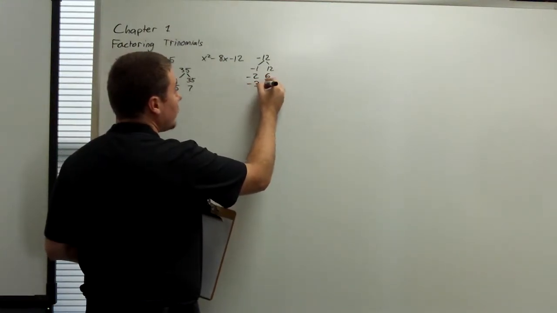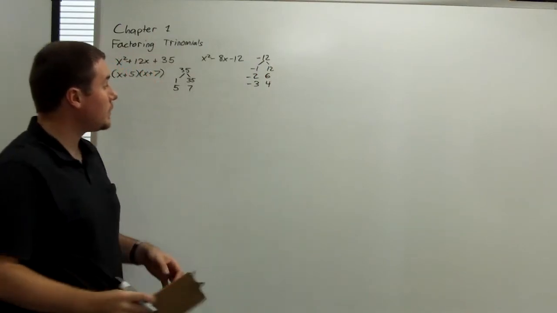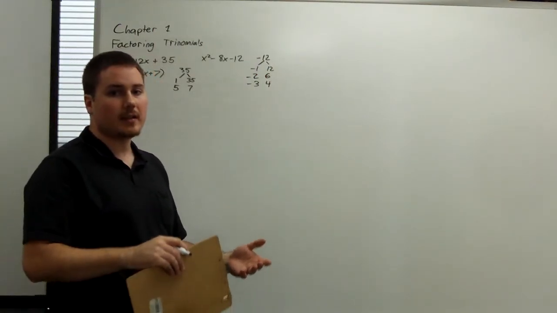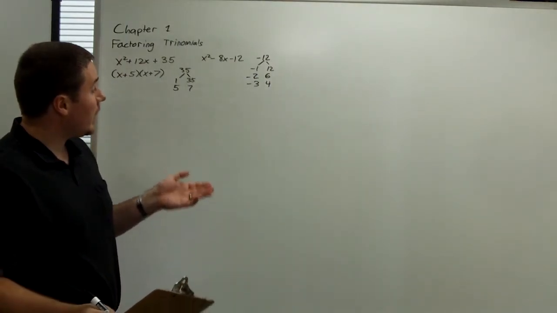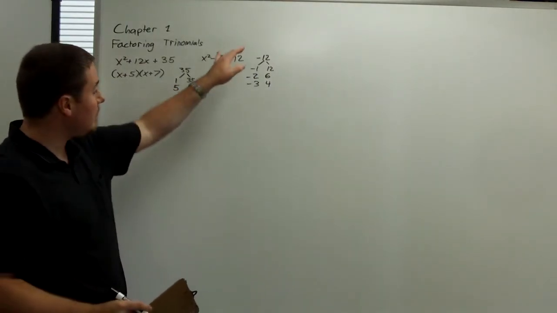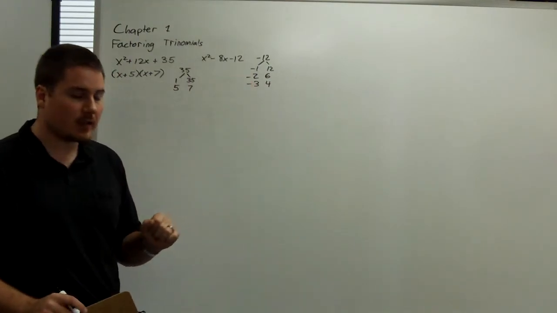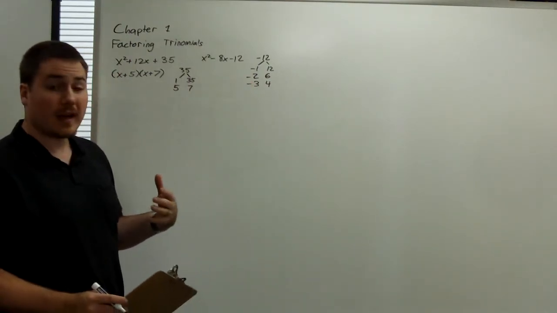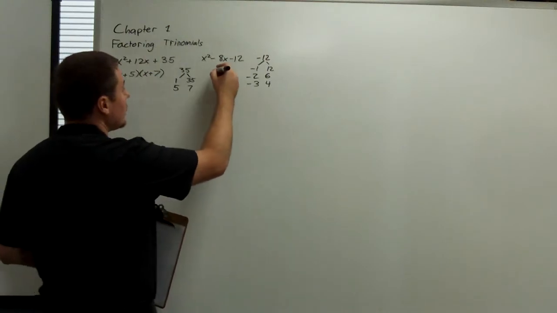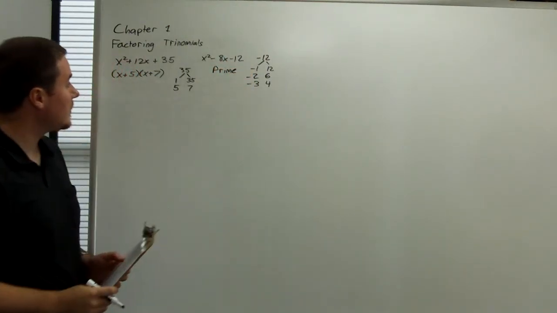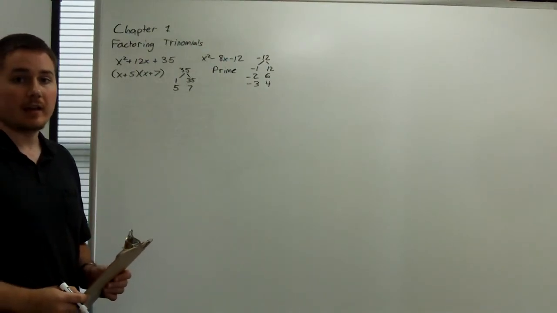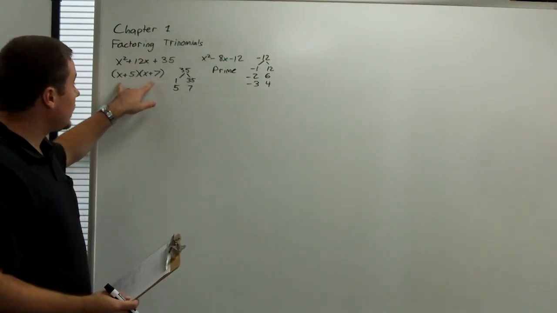Negative 3 and 4. Well, those add up to 1, or if you switch the signs, negative 1. So that doesn't work. And we've exhausted the factor tree. I can keep going switching the negatives, but we've already considered that. So therefore, we have to think that this is prime. That is, there is no way for us to properly factor that into something like this.